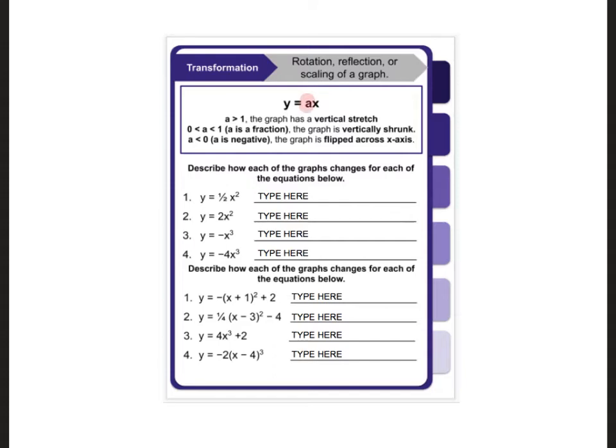The first one says, when A is greater than 1, the graph has a vertical stretch. When A is between 0 and 1, or it's a fraction or a decimal, there's a vertical shrink. And then when A is less than 0, so it's negative, the graph is flipped across the x-axis.